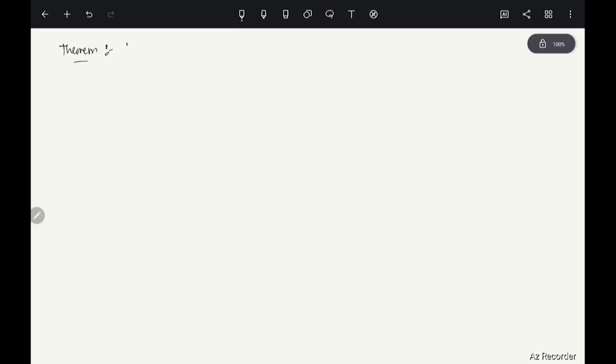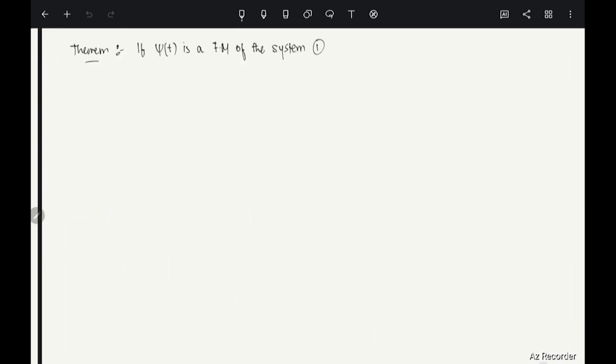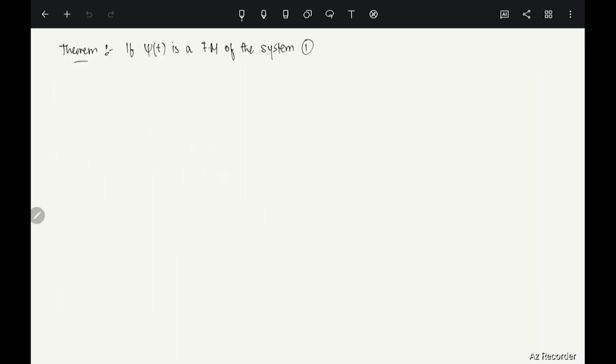Now you see, if psi of t is a fundamental matrix of the system 1. What is the system 1? This is the system x prime equals A(t) times x. Clear? So let's start with the fundamental matrix of that system.